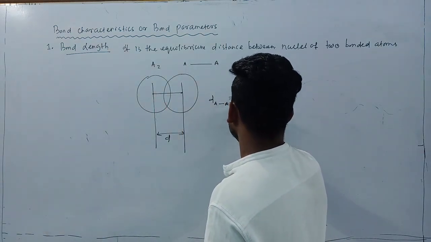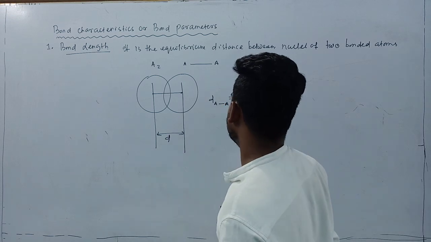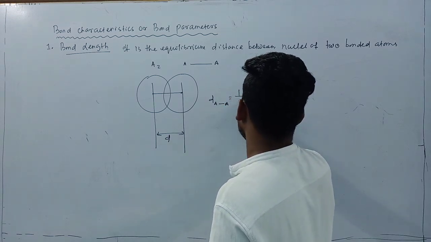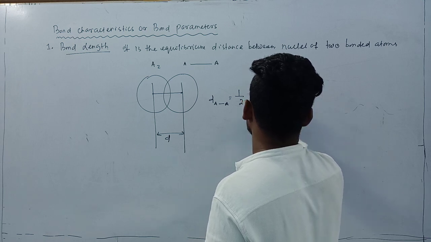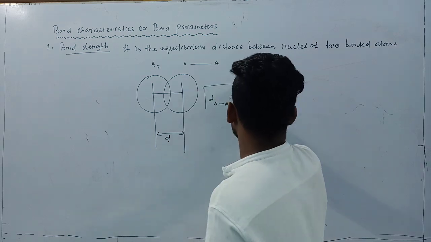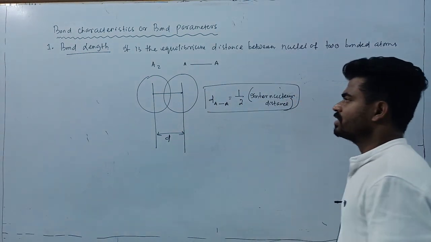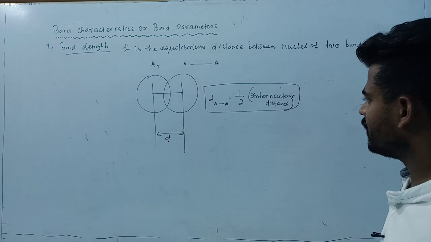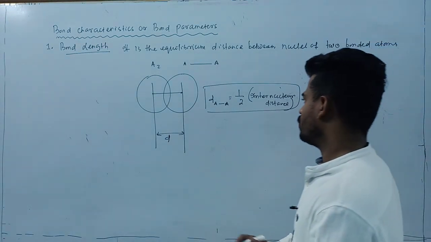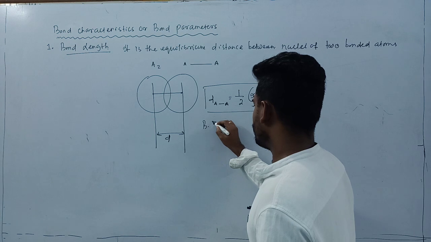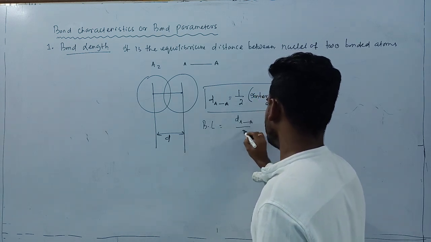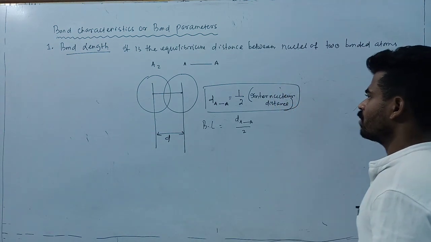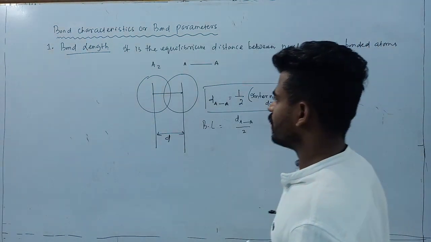This is nothing but half of the internuclear distance. This is the expression for bond length, since the two atoms have equal size. So bond length is equal to DAA upon 2.